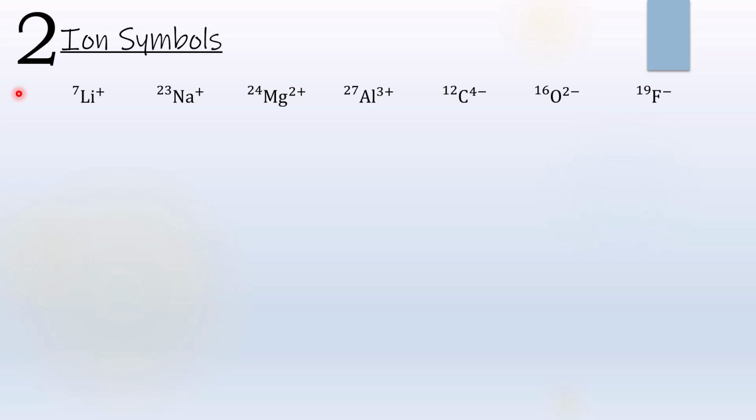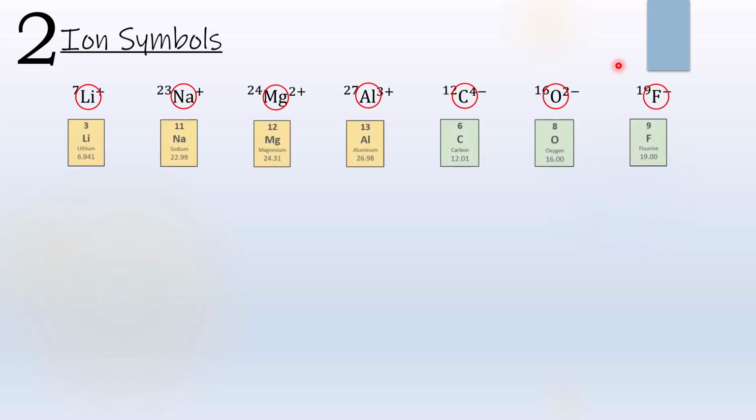So let's take some ion symbols. Now, if you've seen the previous video on atomic symbols, these are pretty much atomic symbols. The only difference now is that I've got the charge of the ion listed in the upper right-hand corner. So first of all, lock into those elemental symbols. For instance, lithium and sodium, magnesium, aluminum, carbon, oxygen, and fluorine. We can get those directly from the periodic table.